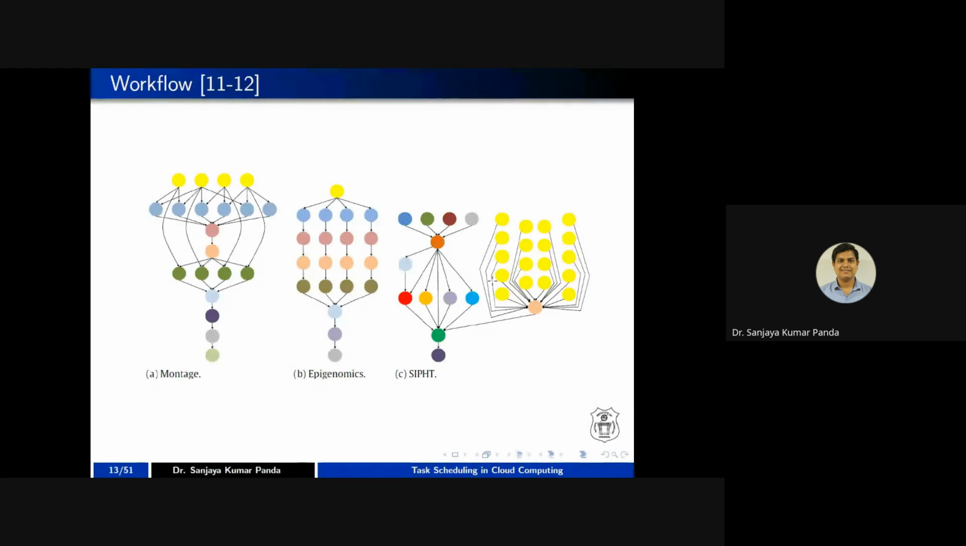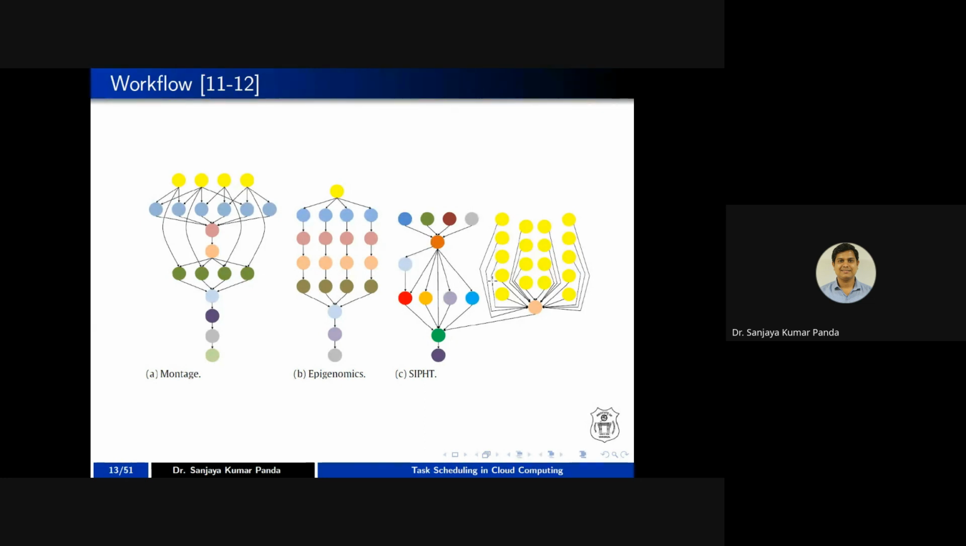Another is SIPST. These are realistic applications used in the field of biology, gravitational physics, and also earthquake science. So when you are given such types of applications, processing them in high performance computing is very challenging, because not only are you considering computation time, but also you need to consider communication time.